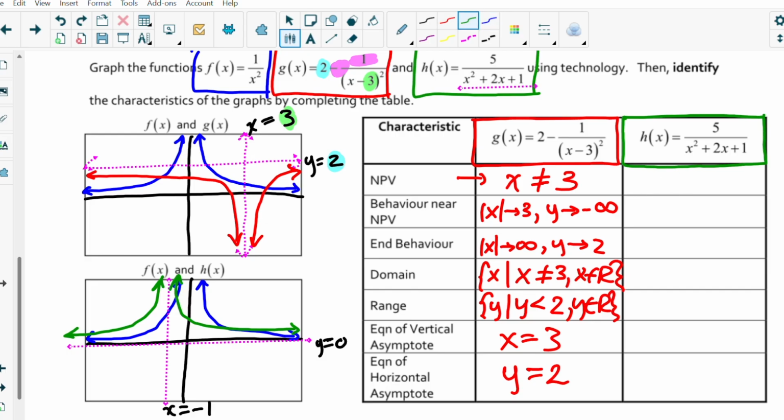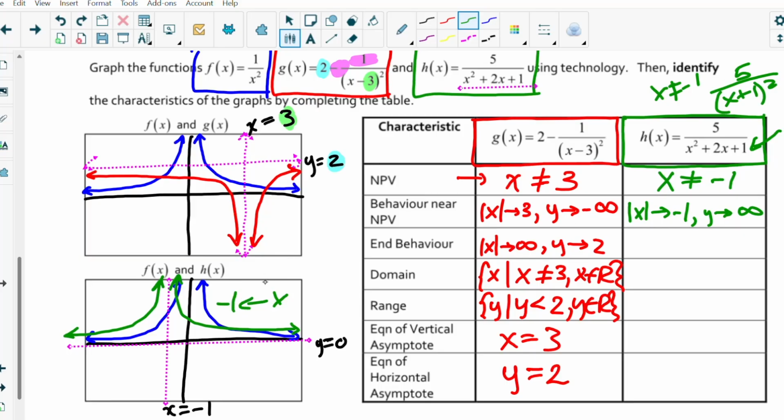X does not equal negative 1. And if you were to factor that, the denominator would become x plus 1 squared. So x cannot equal negative 1. So that's my non-permissible value. Behavior near non-permissible value, as absolute value of x approaches negative 1, y approaches infinity. So let's take a look. As x approaches negative 1, the green graph, the y keeps going up this way, so that's infinity. All right, so that checks.